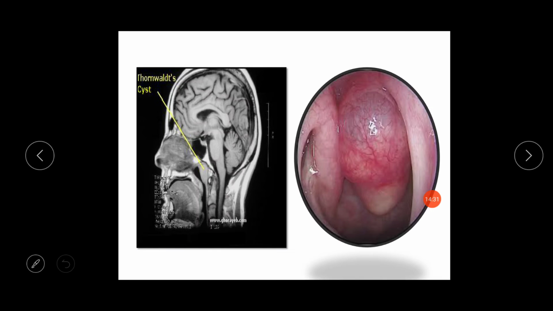Sometimes a Thornwaldt cyst can be noted, which is a fluid collection in this pharyngeal bursa, and there will be an increase in size of this pharyngeal bursa, which will replace the size of the adenoid over the nasopharyngeal area.